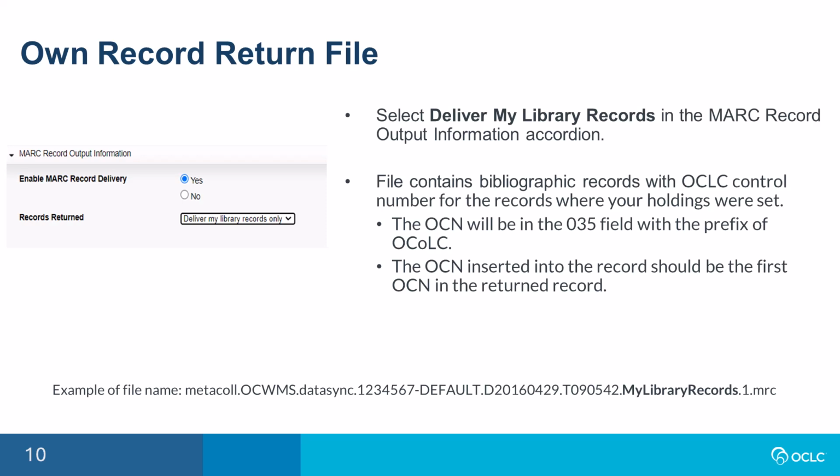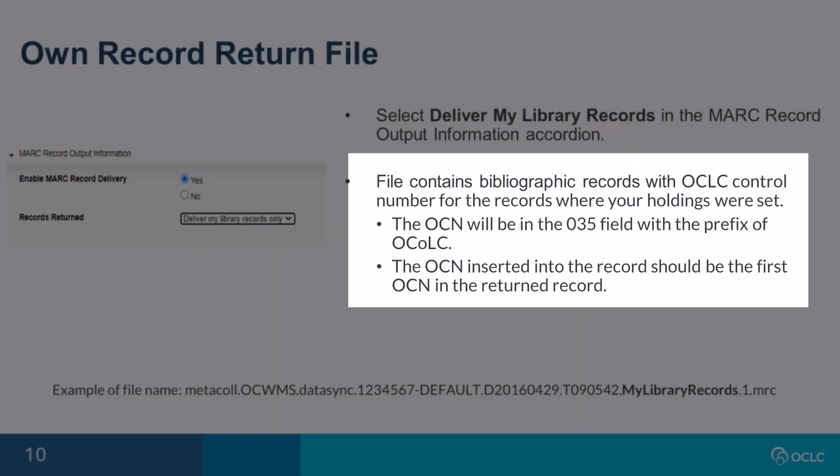If you chose Deliver My Library Records in the Mark Record Output Information accordion of your DataSync collection, you will receive a file containing your submitted records, with the OCLC control number for the records where your holdings were set. The OCN will be in the 035 field with the prefix of OCOLC. Keep in mind that the OCN inserted into the record should be the first OCN in the returned record.